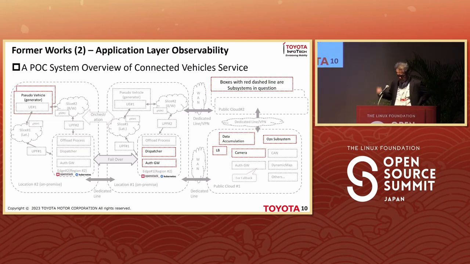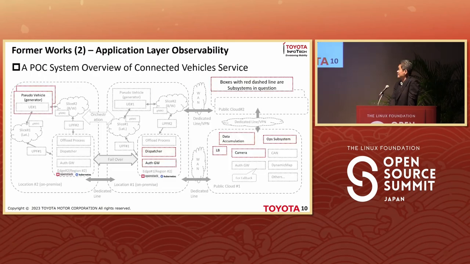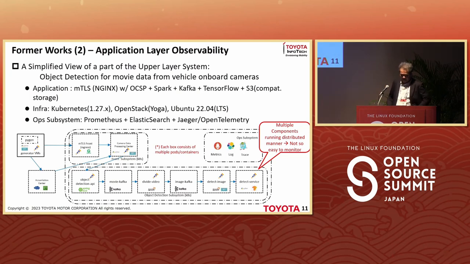So a part of the POC system, as you can see around there, is actually a camera data processing system for object detection. If I break down these red dashed boxes into functional boxes, the system is like this. From the left side, there is a vehicle traffic generator. At the front end subsystem, MTL process will be done, and then finally the data is put into the pipeline, the object detection process pipeline.